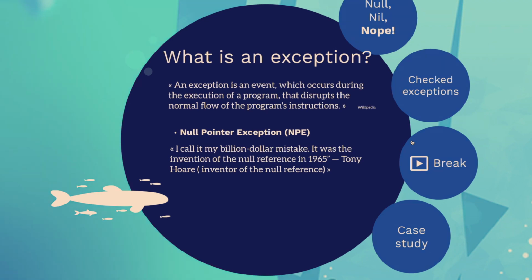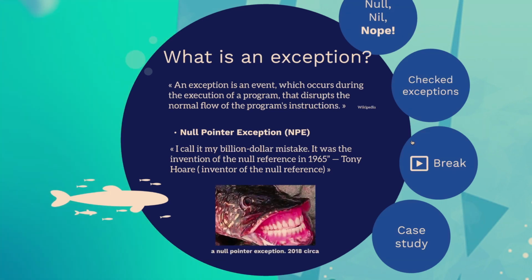There you go. Null pointer exception. So the inventor of the null reference, Tony Hoare, defined it as a billion-dollar mistake. Because after that, in 1965, many other languages decided to use this approach, which led to countless hours of us debugging in production. And here we have a picture of a null pointer exception.